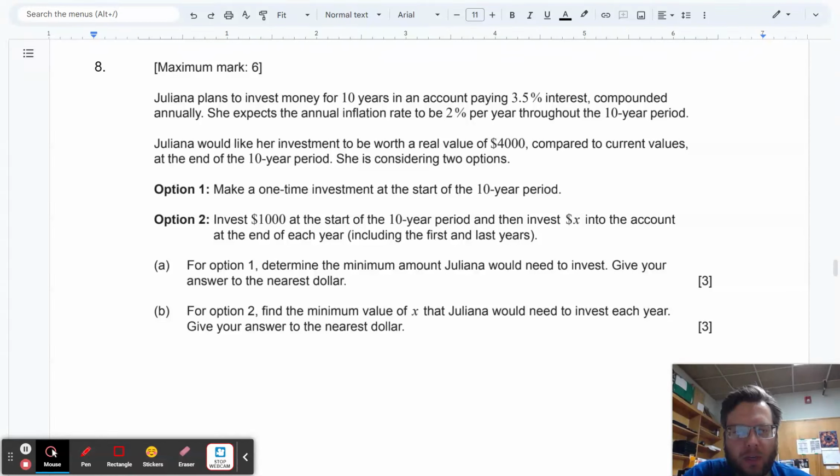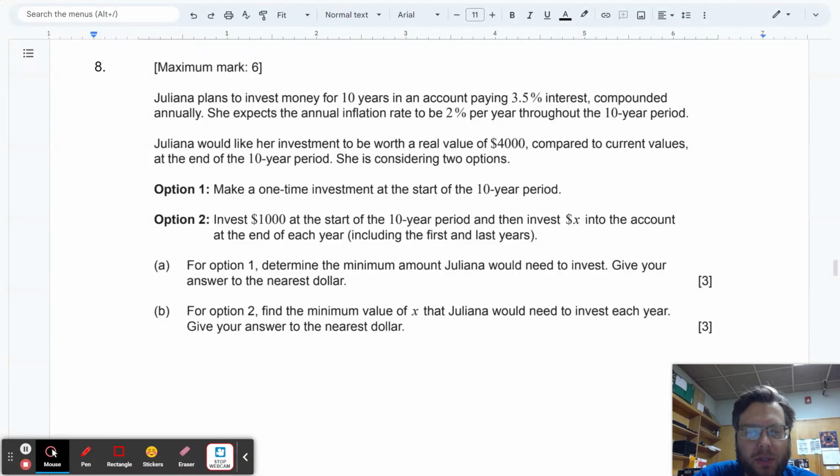All right, so here we've got another investment problem. We're looking at Juliana investing money for 10 years at 3.5% interest. She expects the annual inflation rate to be 2% per year. Juliana would like her investment to be worth a real value of $4,000 compared to its current value.